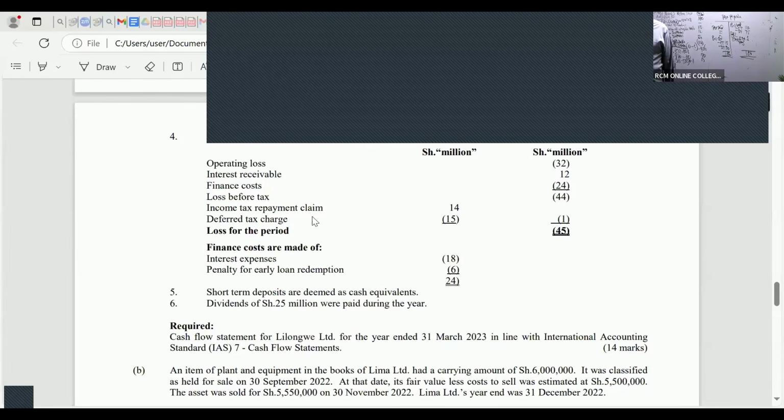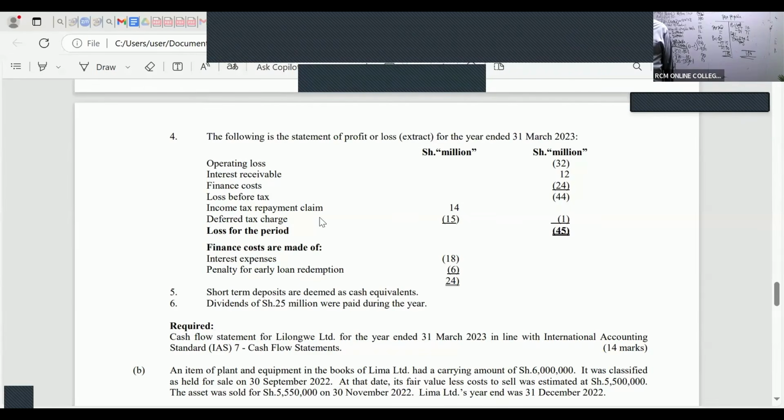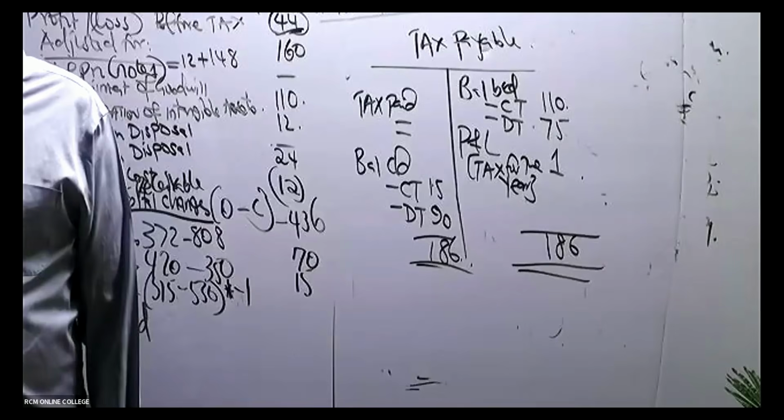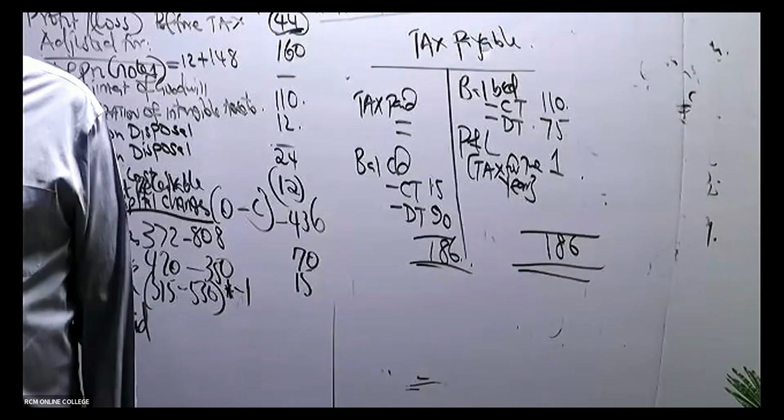Good questions. Thank you very much. So what is happening here? We have here an income tax repayment claim. It's an income to us because we are claiming this money from KRA. So KRA was to refund us 14. But in the same year, we have a deferred tax charge of 15. So the net tax liability for this year is 1. We are liable to KRA with that 1 shilling, in millions.